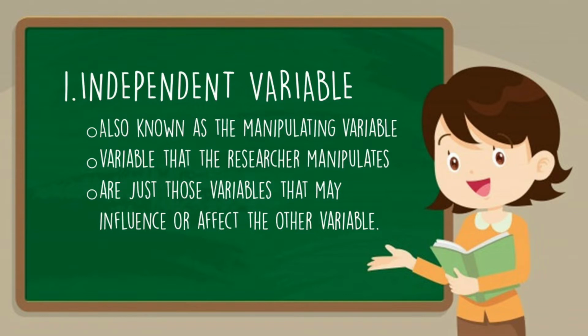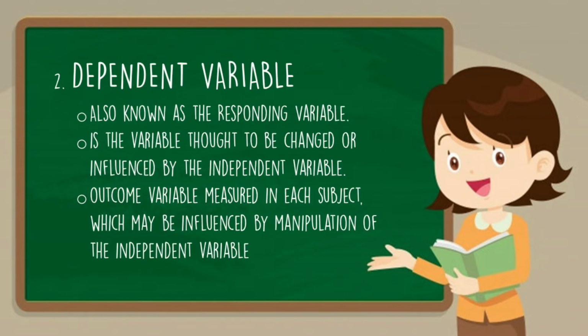Independent variable is also known as the manipulating variable. It is the variable that the researcher manipulates, and these are those variables that may influence or affect the other variable. Dependent variable is also known as the responding variable. It is the variable thought to be changed or influenced by the independent variable. Dependent variable is also the outcome variable measured in each subject, which may be influenced by manipulation of the independent variable.